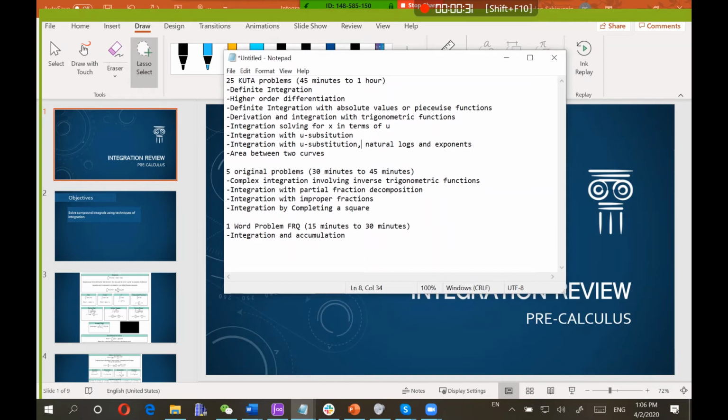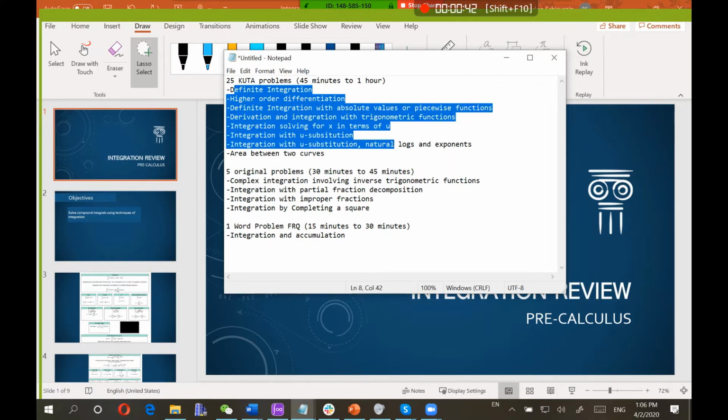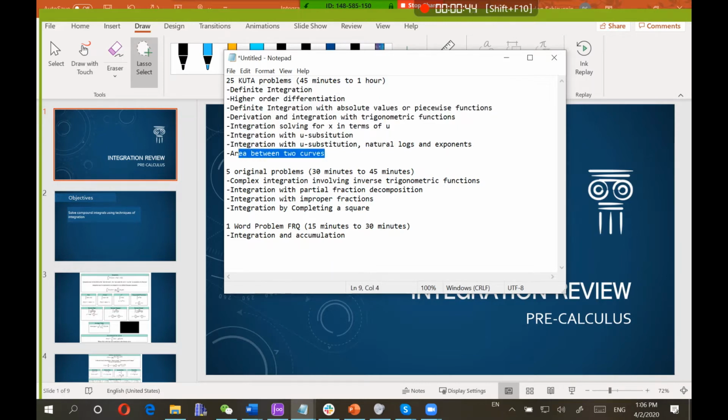Your test is formatted like this. There are 25 different computer-generated problems, so I'm expecting it to take anywhere from 45 minutes to an hour, depending on how fast you guys are. These cover all of the same topics that were on the 50-problem review guide that we had, and area between two curves.